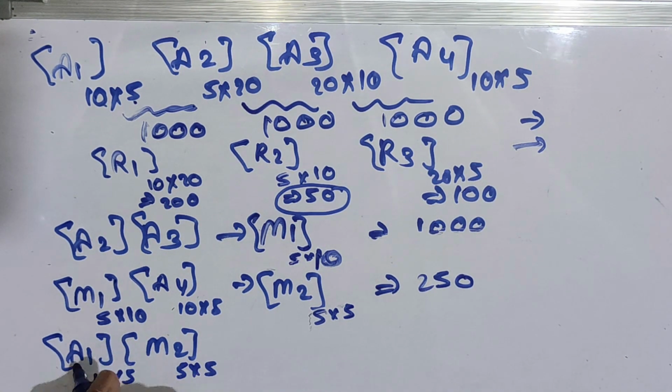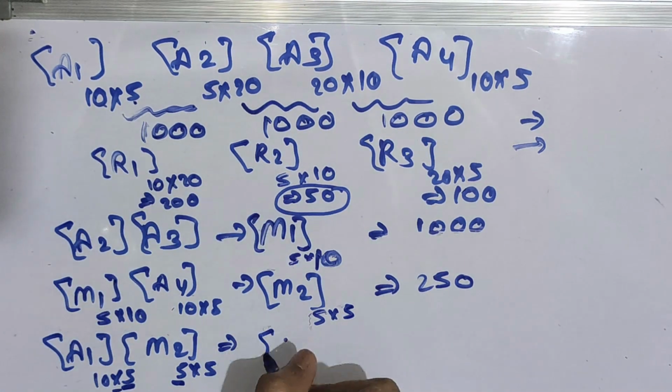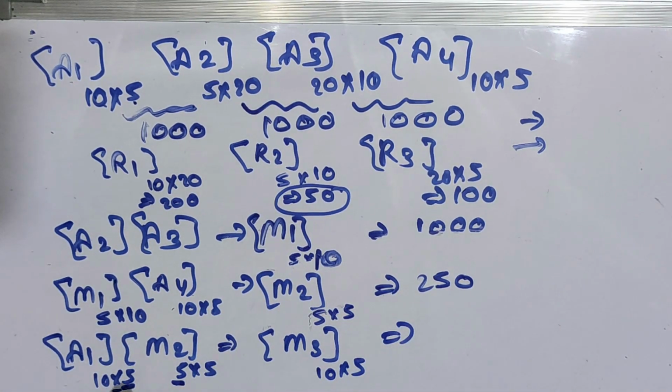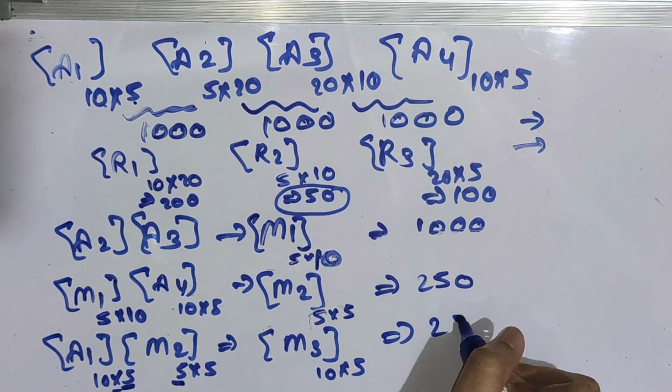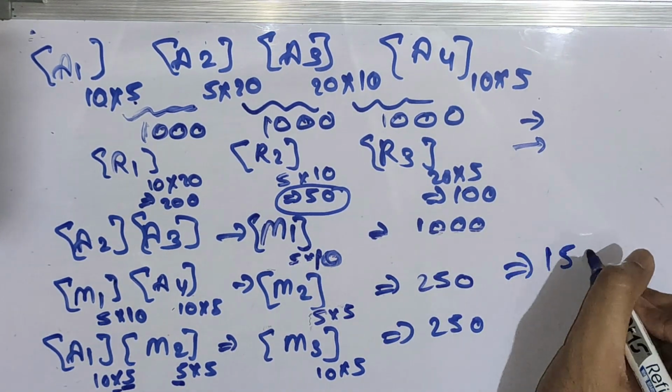Note this thing, I am adjusting the dimensions also. I have not written M2 first, then A1. I have written A1 first with M2 such that the dimension is matched. So I will get the resultant matrix, let's say M3, and the dimension will be 10 by 5, and the scalar multiplication will be 10 into 5 is 50, into 5 is 250. So if you add up, you will get the minimum number of multiplications as 1500.